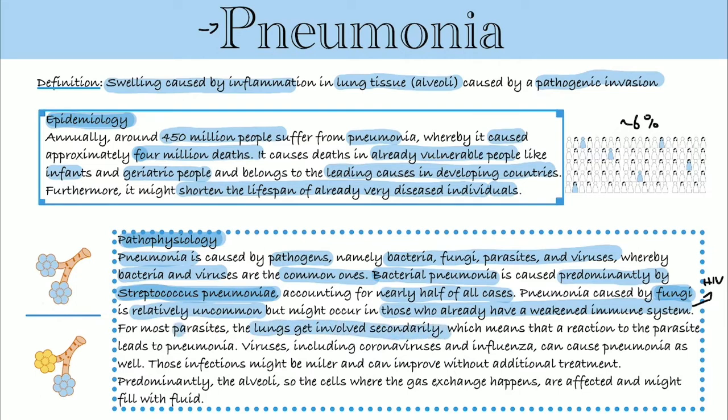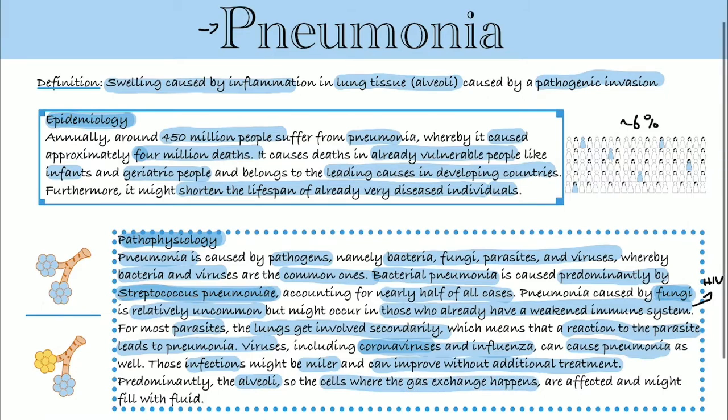And when it comes to parasites, usually the lung gets involved secondarily, so there's a reaction to the parasite that then leads to pneumonia. And then viruses, this also includes the coronavirus and influenza, can cause pneumonia as well. In general, those infections are milder and they can improve without additional treatment. Now the cause is that the alveoli, those are the cells where the gas exchange happens, which is necessary for us to get our oxygen, are affected, and then the alveoli might fill with fluid, which is depicted here with this yellow color.